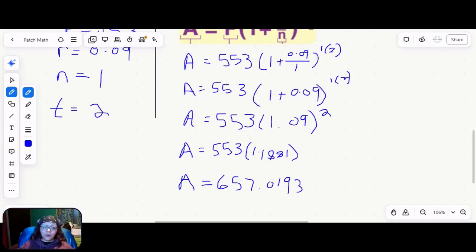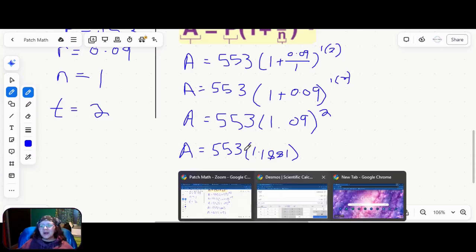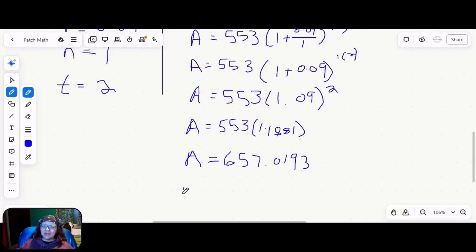All right, so A in this case is equal to that number, but we do have to remember that this is a real world problem, and real world problems have real world parameters, and this is money. We're finding the final amount in the account after interest is earned over 2 years compounded annually. So that final amount is $657 and 2 cents, because 1 followed by 9 rounds that 1 to a 2.